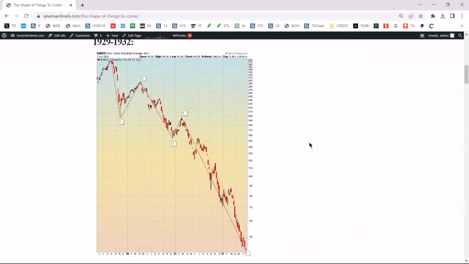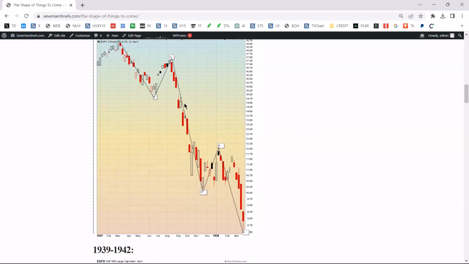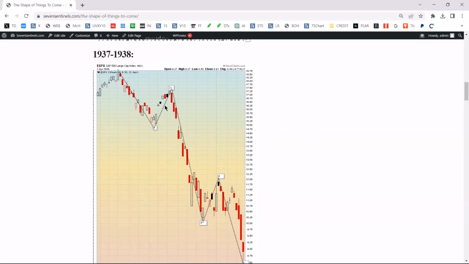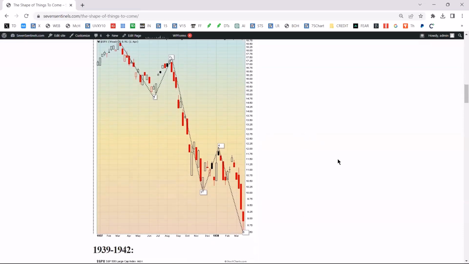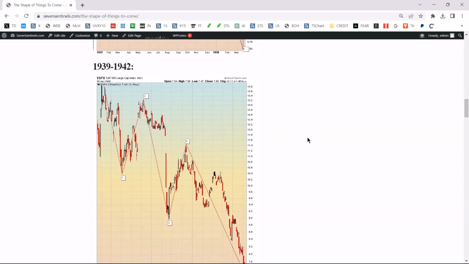Here's the 1929-1932 bear market. You can see that okay on your screen? Yes, got it. Oh, good. Notice 5 waves. 1, 2, 3, 4, 5. That's a 5-wave bear market. Then we go to the 37-38 example. Here's the same thing again. 1, 2, 3, 4, 5. 5 waves. A bear market exhibits 5 waves.